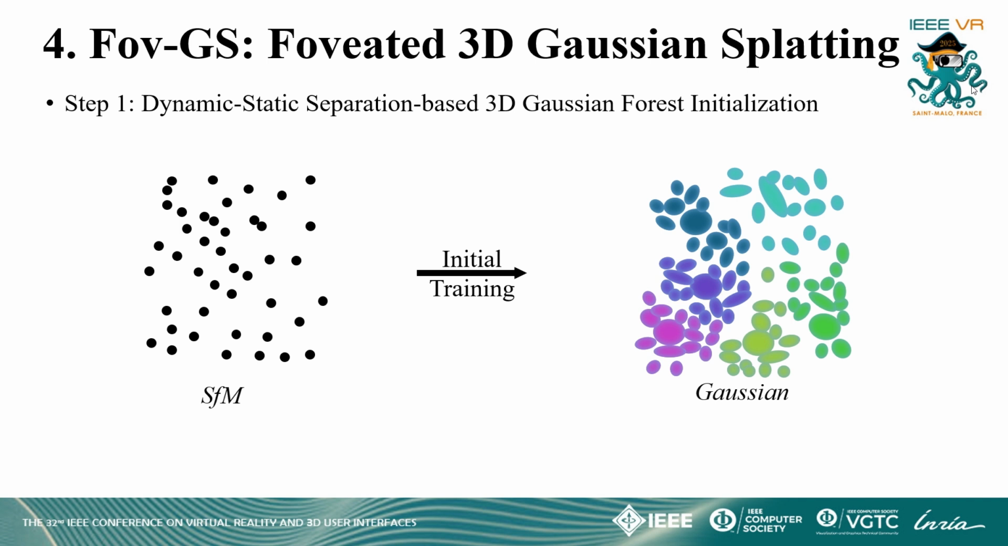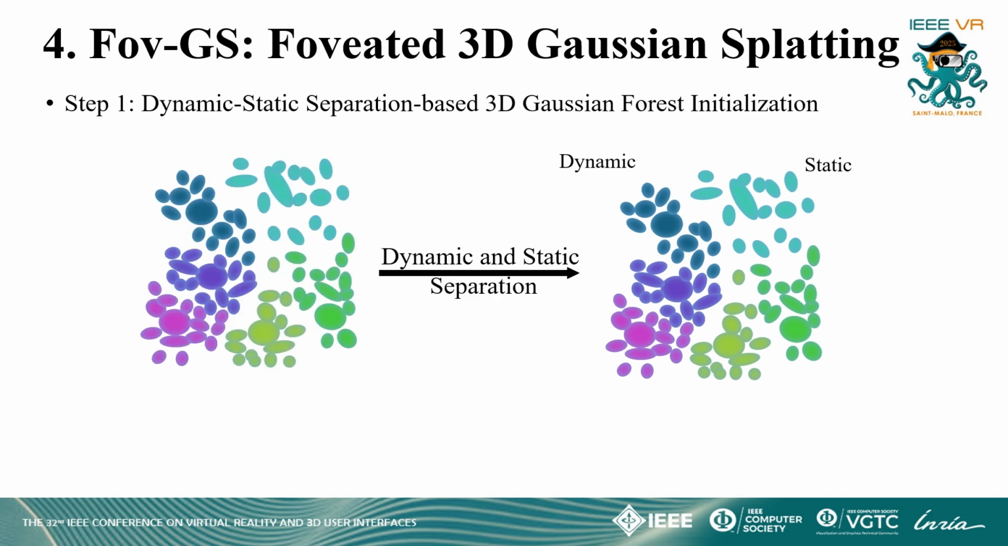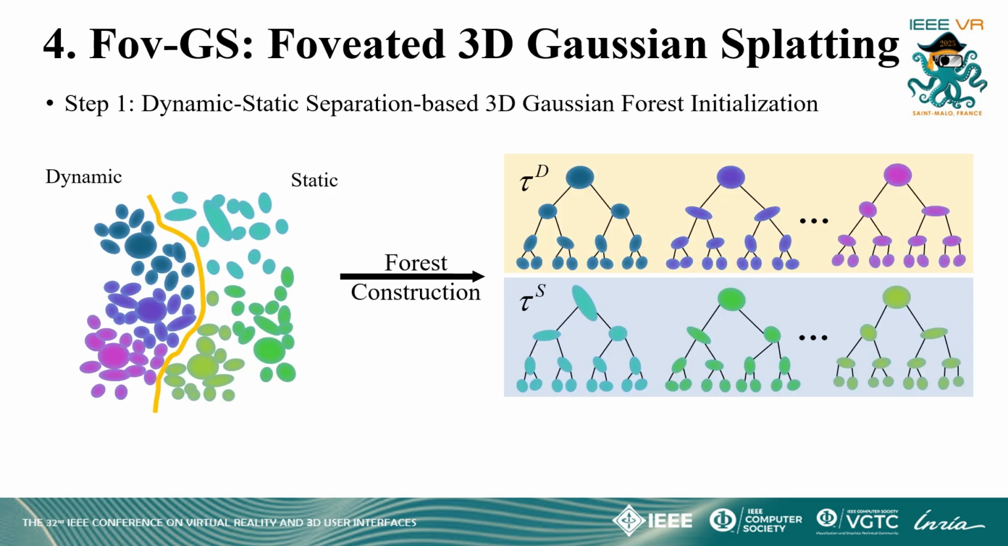Similar to 3D Gaussian splatting, in Step 1, we first train initial Gaussians in canonical space. Then we add an additional property to each Gaussian, a dynamic property, where dynamic indicates that the Gaussian represents a dynamic object, and static indicates that it represents a static object in the scene. We separate the dynamic and static Gaussians by iterating through all the training views in chronological order to update the dynamic property. Next, we initialize the Gaussian forests based on the 3D size and semantic property of the separated Gaussians and construct sets of static and dynamic Gaussian trees.